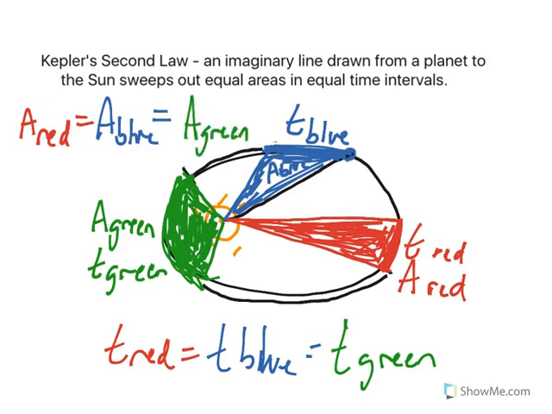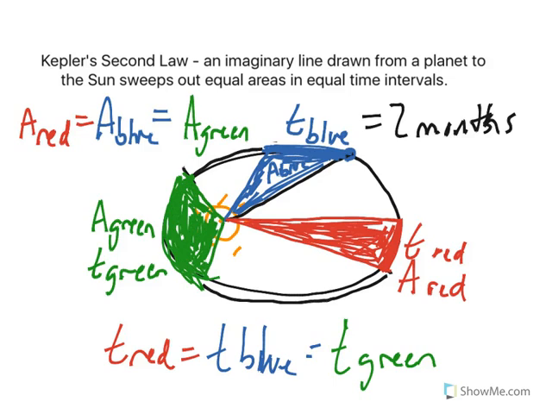And so now we have Kepler's second law. An imaginary line drawn from a planet to the sun sweeps out equal areas in equal time intervals. So let's say the hypothetical time is equal to 2 months. We're looking at 2-month intervals.